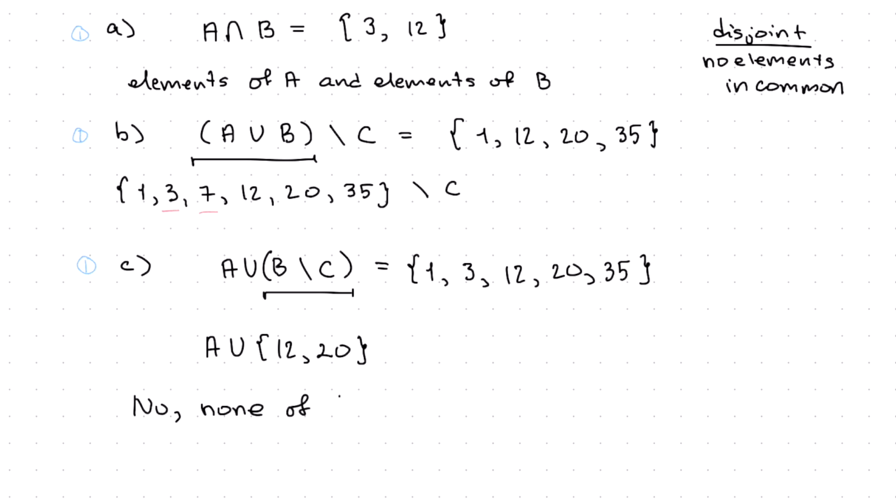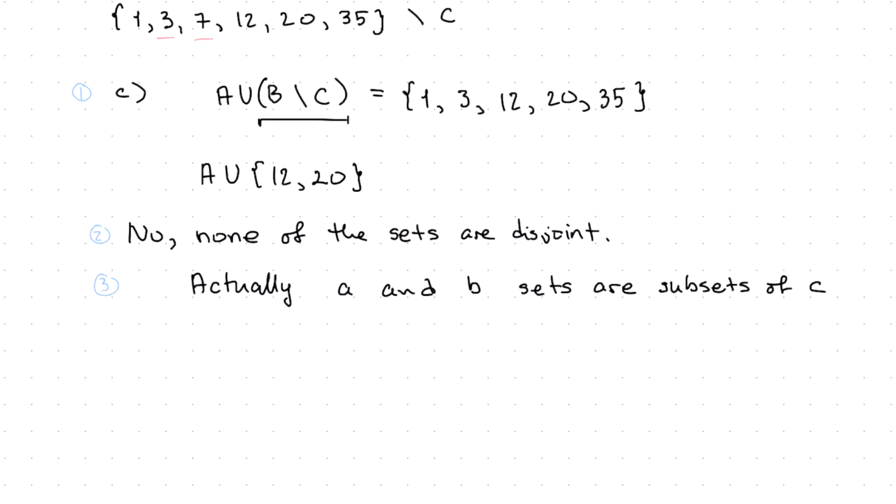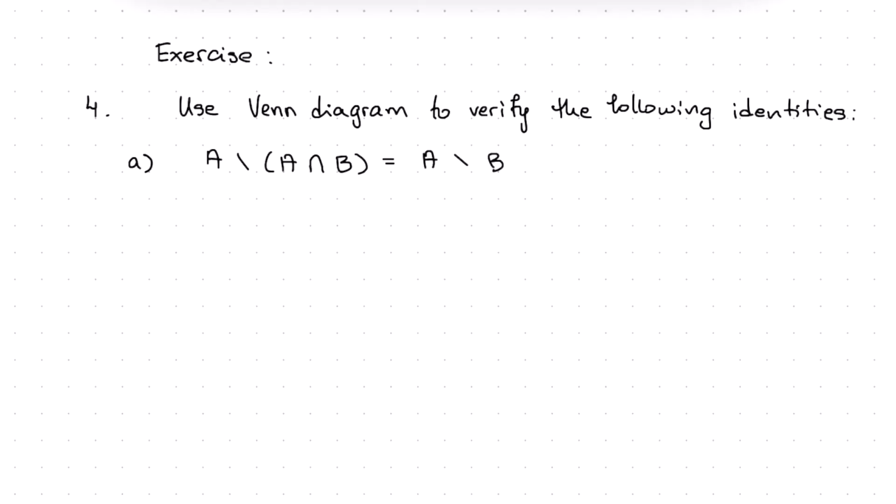And now the last question was, are any of the sets below subsets of any others? Actually, A and B are subsets of C. And I cannot say that A is a subset of B because 3 is not common between them. If I draw the Venn diagram, we have C that is the biggest set, and that includes A and B. But A and B have one element in common, so they intersect. And we are done.